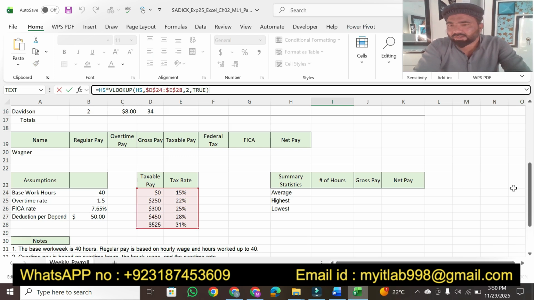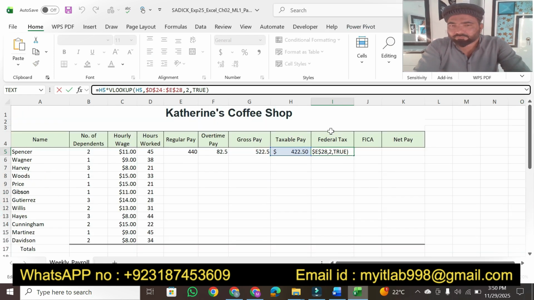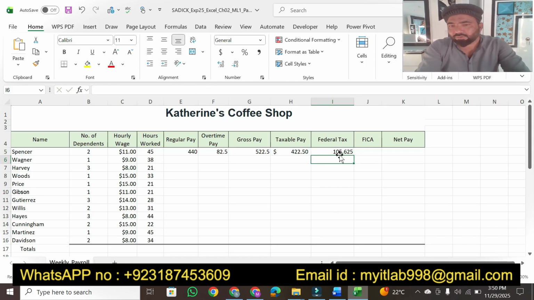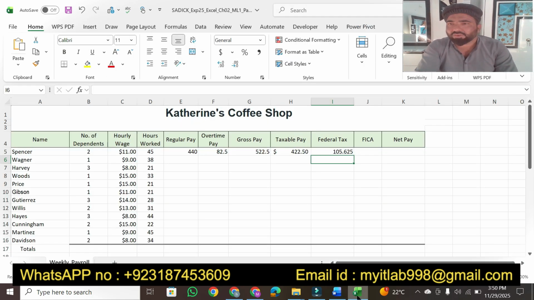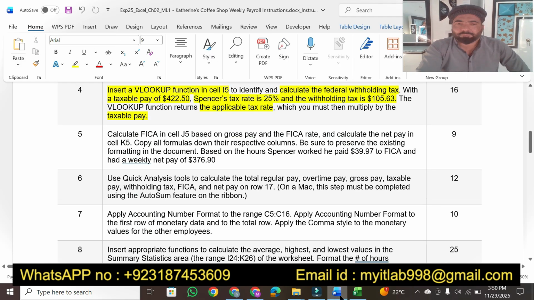That's why we just multiply with H5. We can multiply H5 here or we can multiply H5 here, no problem. Then simply press enter and get a result. Now you may compare this result with this one. Yeah, so we are going exactly 100% same as according to the instruction. So question number 4 is done.